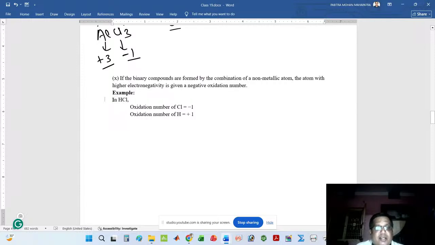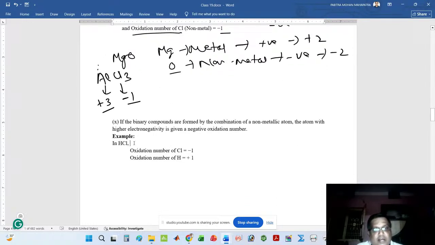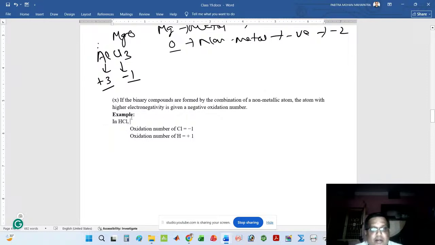Look at that. In the HCl molecule, both hydrogen and chlorine belong to the non-metal atoms. In the case of NaCl, one is a metal and the other is a non-metal. But in this case, both are non-metal. If both atoms are non-metal, in that case, the non-metal having more electronegativity carries the negative oxidation state, and the non-metal having less electronegativity carries the positive oxidation state.